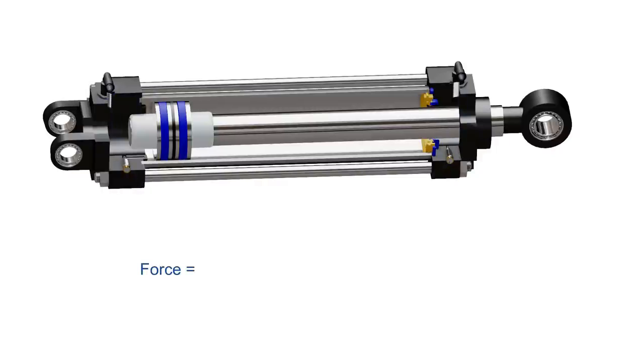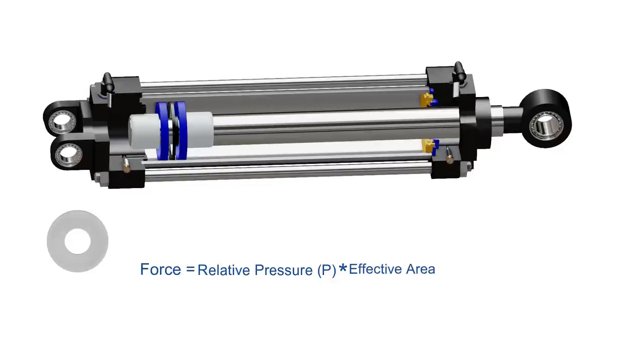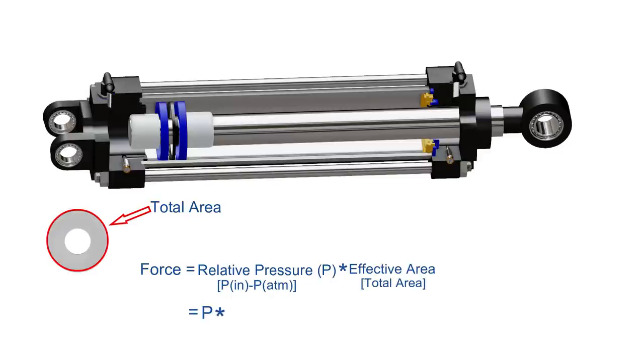The theoretical force of actuator is the relative pressure on the piston multiplied by effective area of piston on which pressure is exerted. Here the relative pressure is pressure of supplied air minus the atmospheric pressure. During extension stroke, compressed air can exert pressure on total cross-sectional area of piston. This gives us the expression of theoretical force as relative pressure multiplied by total area of piston.